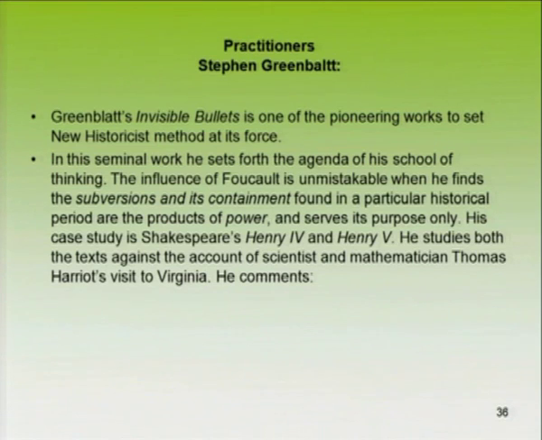Of course, the key figure is Stephen Greenblatt, and Greenblatt's Invisible Bullets is one of the pioneering works to set the new historicist method at its force. So, it was in the 1980s, and towards the end of the 80s, we find that new historicism has already come to the fore of literary criticism. In this seminal work, he sets the agenda of his school of thinking. The influence of Foucault is unmistakable when he finds that the subversions and their containment found in a particular historical period are the products of power. When you come into power, you find that somewhere or the other he has been influenced by Foucault and serves his purpose only. His case study is Shakespeare's Henry IV and Henry V.